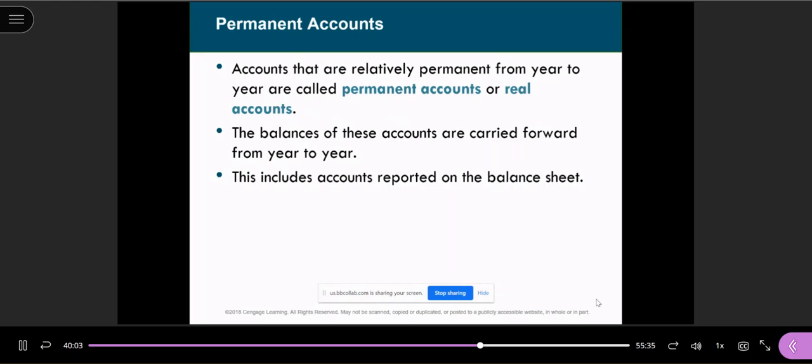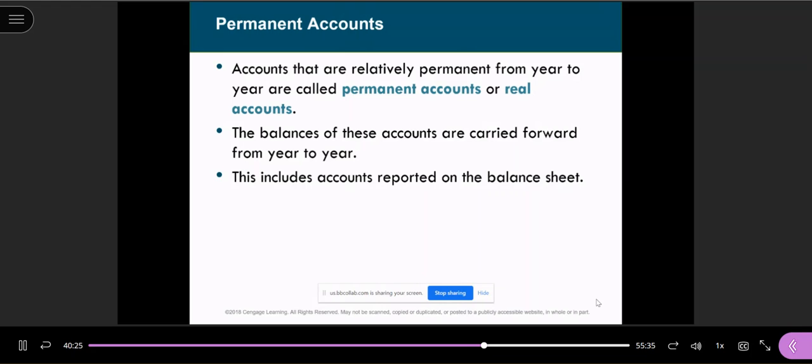Our temporary accounts, which we'll talk about in a minute, are everything that we're going to see on our income statement. Our permanent accounts are every single account that you have on your balance sheet. So all of your assets, all of your liabilities, and your capital account of your owner are permanent. Your permanent accounts do not get closed.